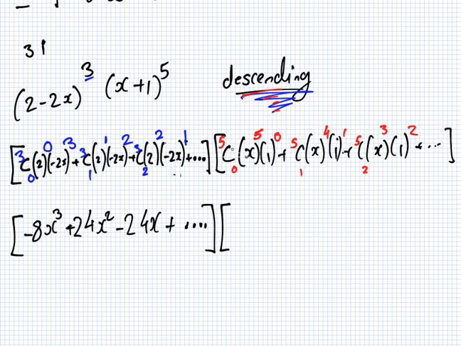Okay, and now here, 5C0 is 1, so that's just x power 5, plus 5x power 4. I'm sorry, what's 5C2? Is it 10? It's 10, okay. 5C2 is 10x cubed, plus many more. So now we need to multiply these together.